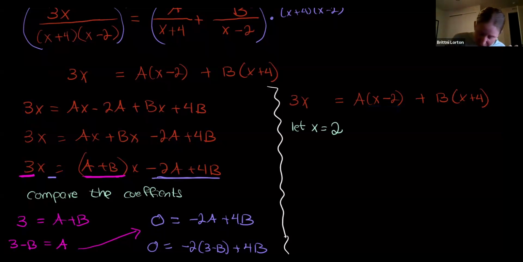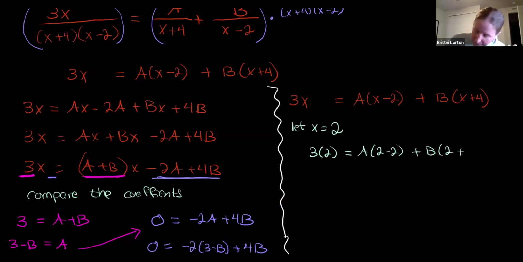So if x is 2, then 3 times 2 is equal to a times (2 minus 2) plus b times (2 plus 4). I get 6 is equal to a times 0, which we know is just 0, so I don't even need to write it. 6b, and look at that, I got b equals 1. So I already knew b was equal to 1, but here was another way for me to get b equals 1.